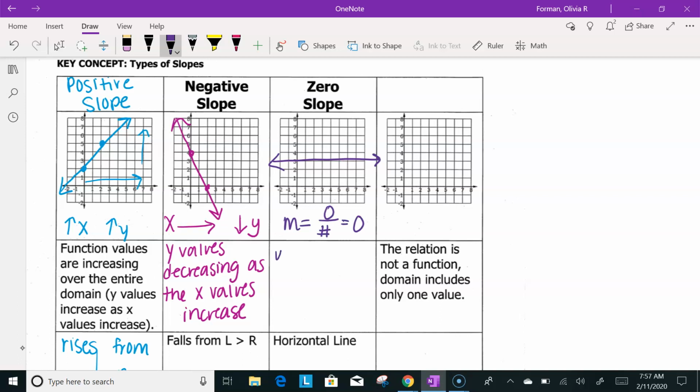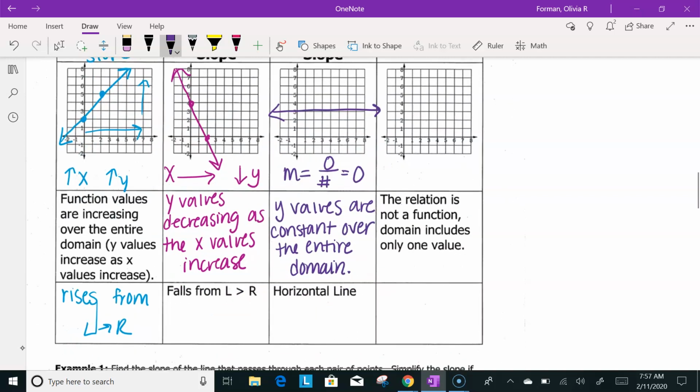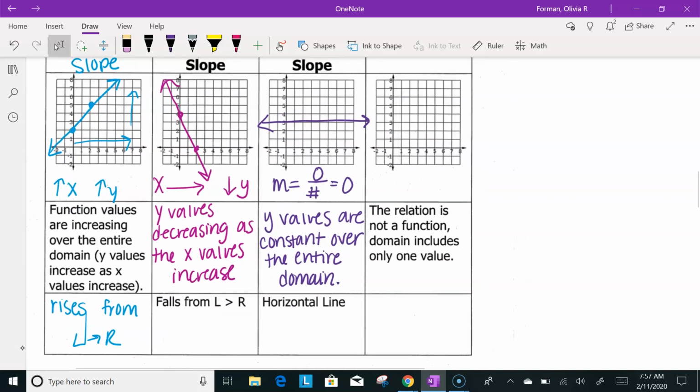What happens here is that your y values, your function values, are going to be constant over the entire domain. So as our x values increase, our y value stays the same, essentially. It's going to look like a horizontal line. Again, that's left to right.